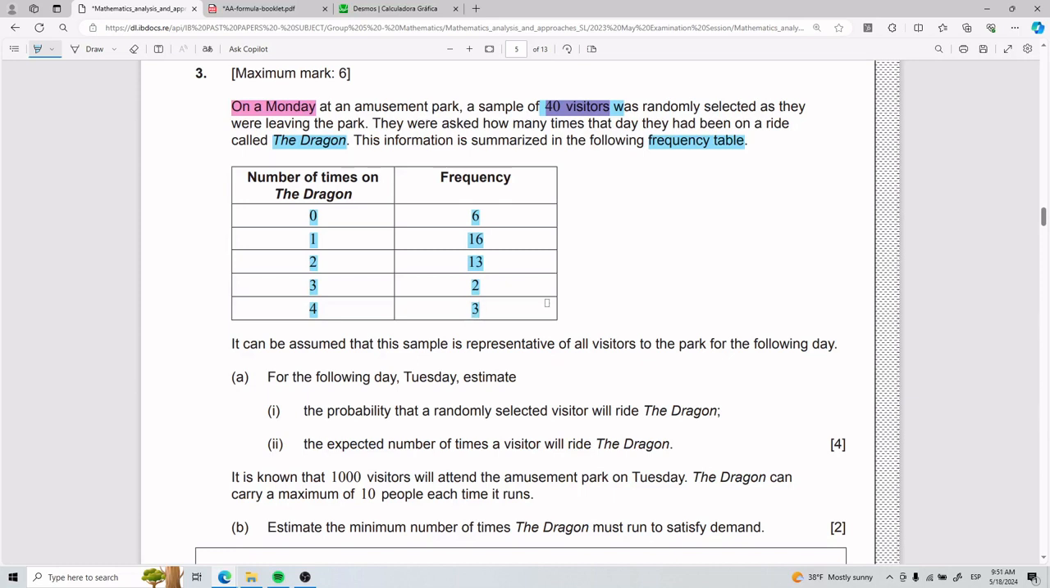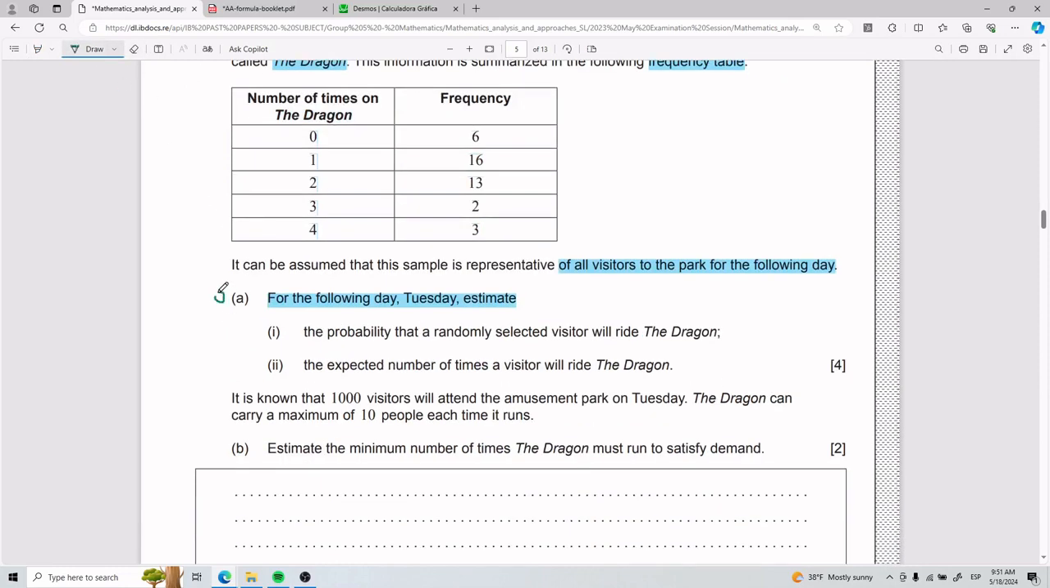It can be assumed that this sample is representative of all visitors to the park for the following day. So for the following day, we can basically estimate using the same table. So we can trust the table as a good representation. For part A(i), we need to find the probability that a randomly selected visitor will ride the Dragon.